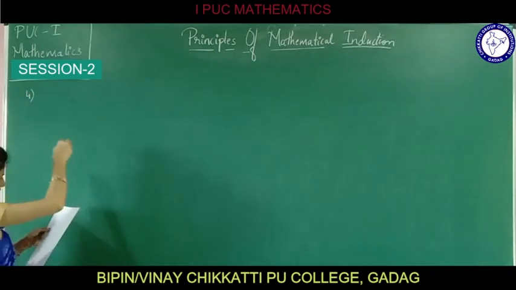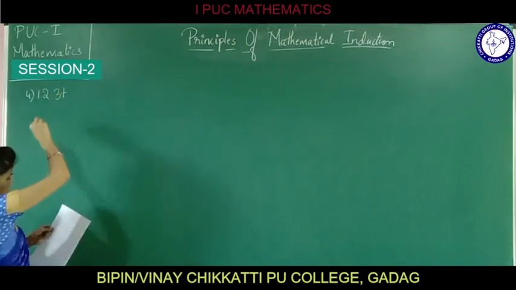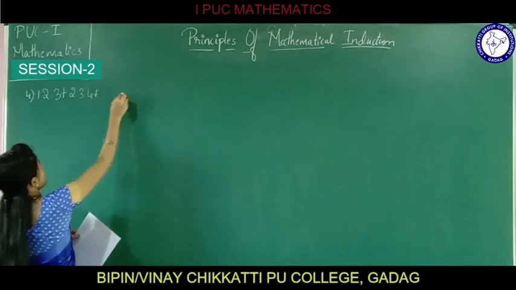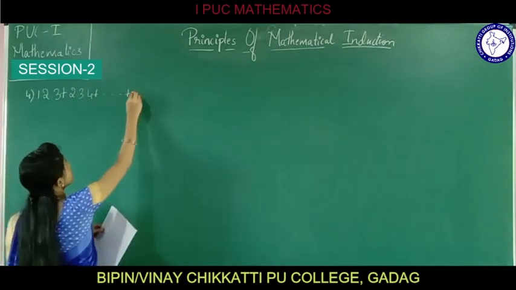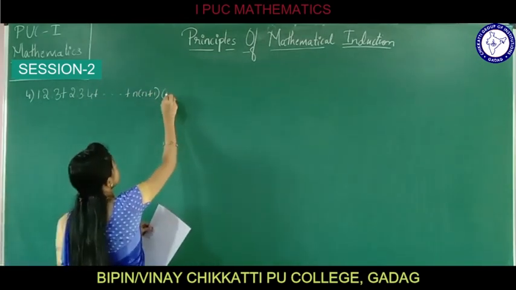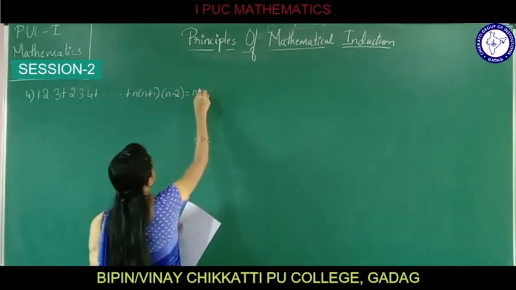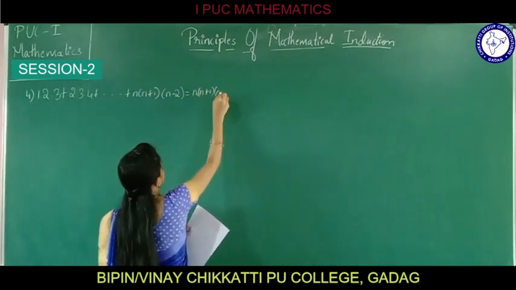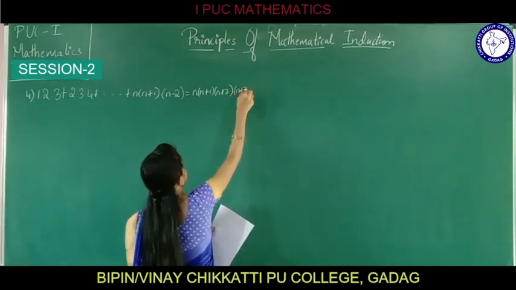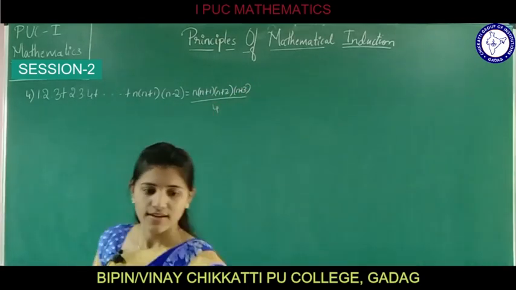The next problem is given: 1 into 2 into 3 plus 2 into 3 into 4 plus so on up to n into n plus 1 into n plus 2, is equal to n into n plus 1 into n plus 2 into n plus 3 divided by 4. So this is our given question.